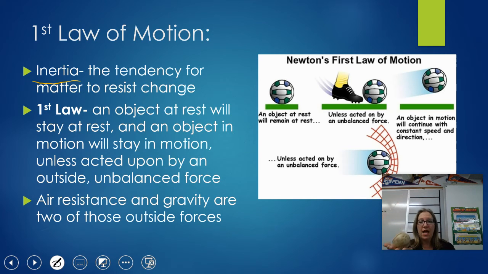An object at rest is going to stay at rest. It's not going to magically start moving unless a force gets applied to it. Somebody kicks it, somebody picks it up, something like that. And so objects don't just move on their own, but they don't stop on their own either, okay? And that's Newton's first law. The biggest outside forces that we deal with here on Earth are air resistance and gravity, okay? Air resistance causes friction to stop things.